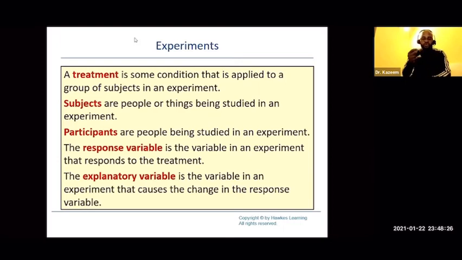A COVID vaccine is a treatment. You apply the COVID vaccine on people with the motive that it will prevent them from catching COVID, even if they are exposed to it. In that case, the COVID vaccine is a treatment, because you're going to compare those that are vaccinated with those that are not vaccinated.